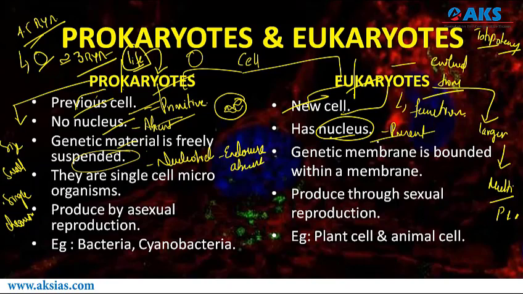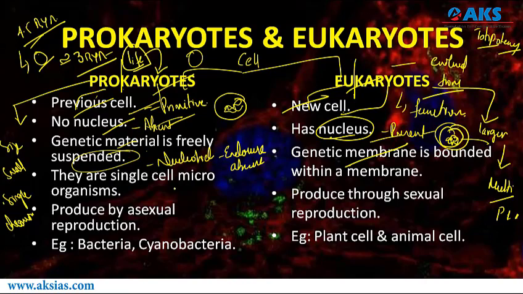In eukaryotes, there is a nuclear membrane. If you consider this to be the nucleus, here we have the nuclear membrane. As there is a nuclear membrane, the genetic material is tightly intact, enclosed within the nucleus.